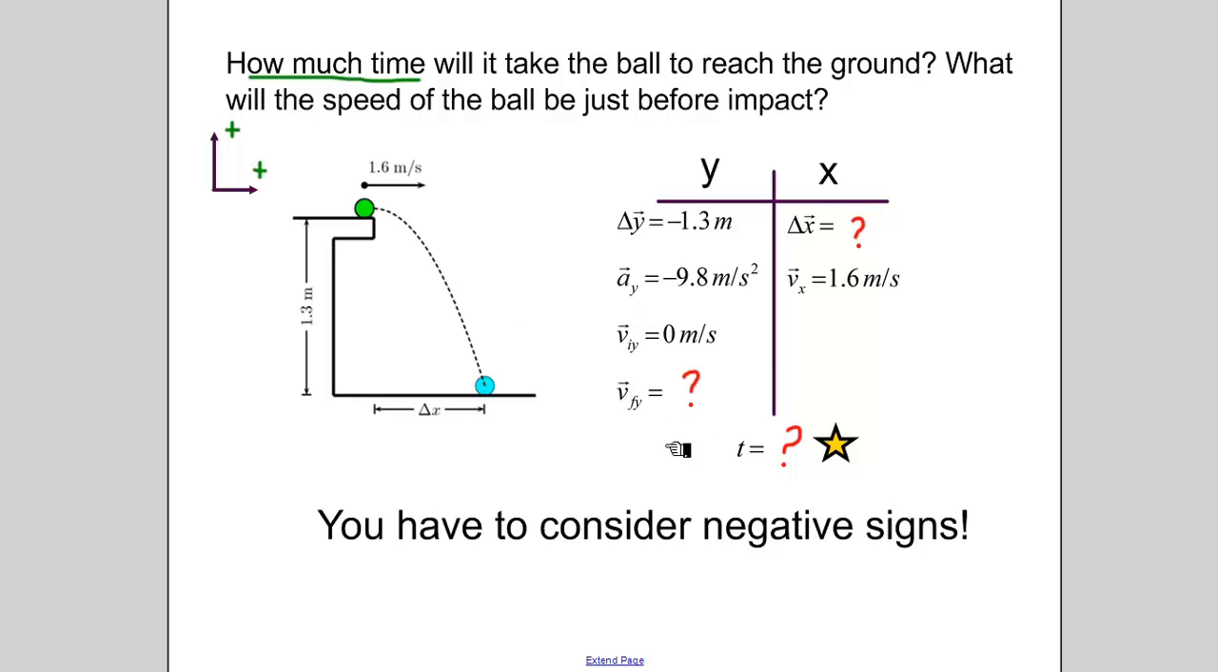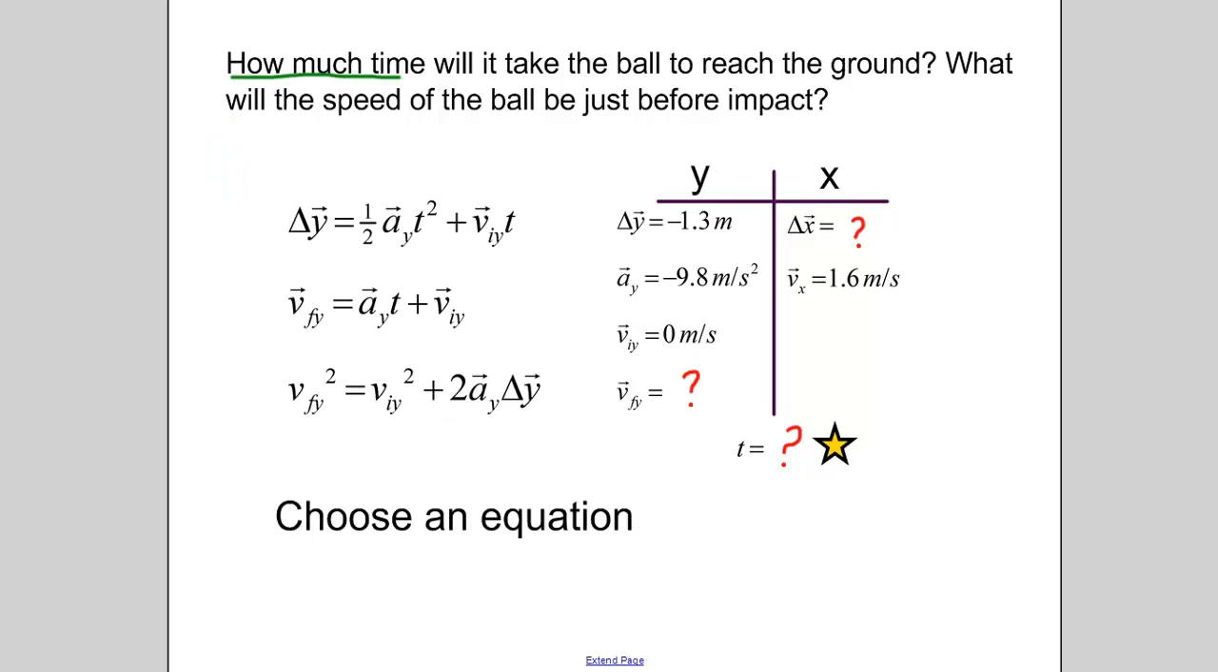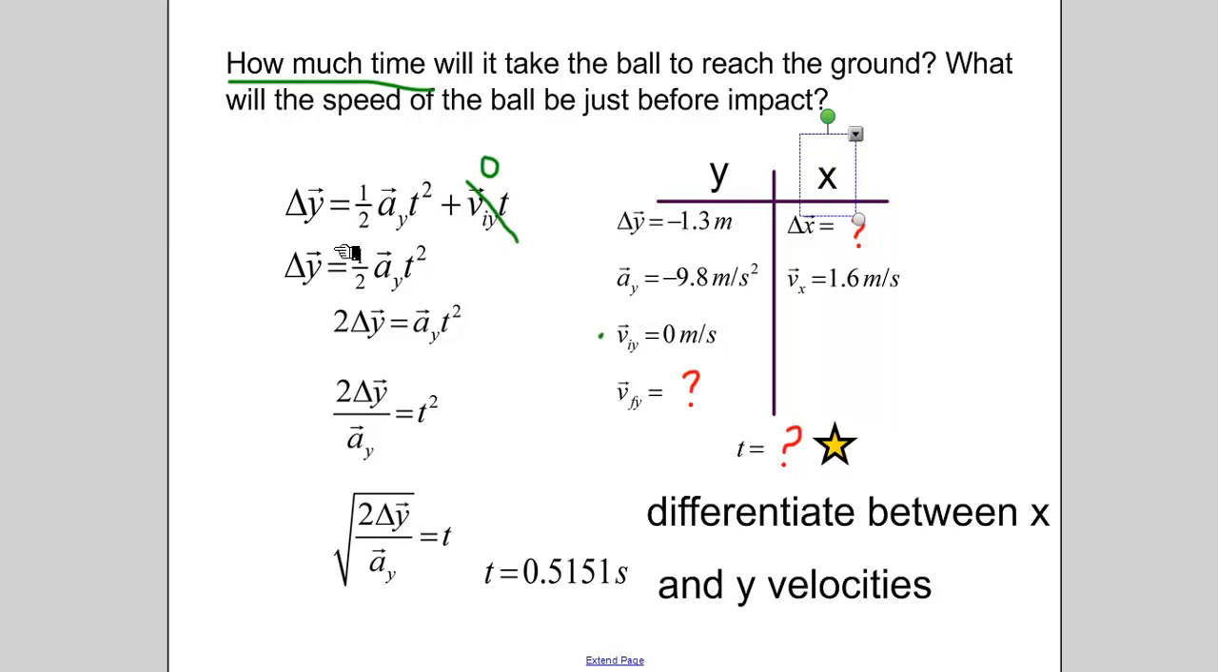So what are we interested in out of all these three unknowns? We're interested in time. So the next step is picking a kinematics equation that will help you out. At this point, I would pause the video and see if you can choose the correct kinematic equation. So I pick the first kinematic equation because the only unknown is time.